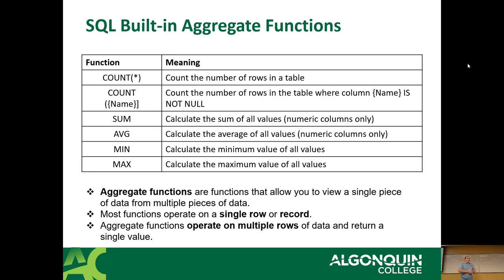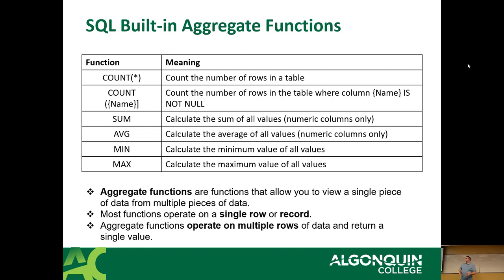It allows you to count the number of rows in a table, especially if you do count star, because that counts everything being returned, every single row, regardless. You can count the values of a specific column, and it will count any values that are not null, because you can't count null. Null is absence of value, so you can't count something that doesn't exist. Actually, there's one other little derivative on count, which I'll show you in a moment.